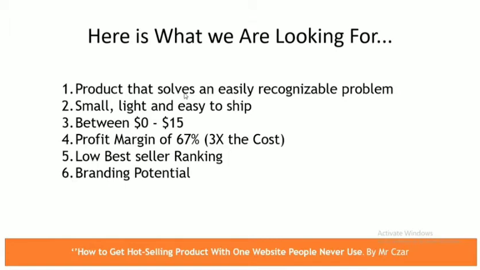Now, the second thing, obviously, is you're going to need that particular product to be small, to be light, and easy to ship. That is, we don't want to spend a lot of money on shipping costs. So we want our product to be light. Now, whatever product you're going to be selling should be between $0 to $15. Of course, nobody's going to sell their products to you for $0, but then you get the point. We need it to be as low as possible.